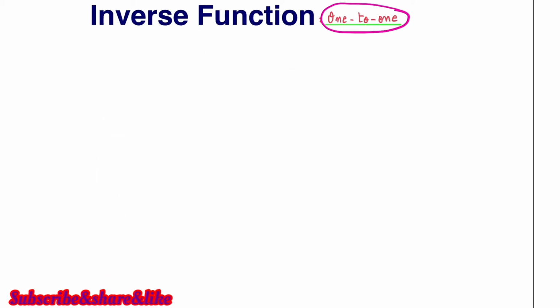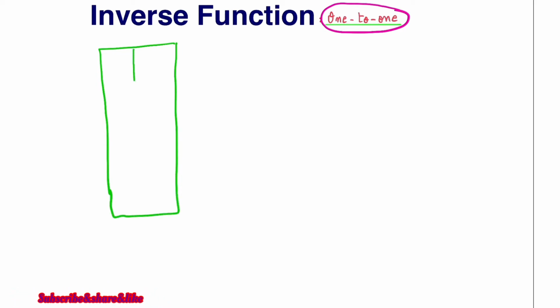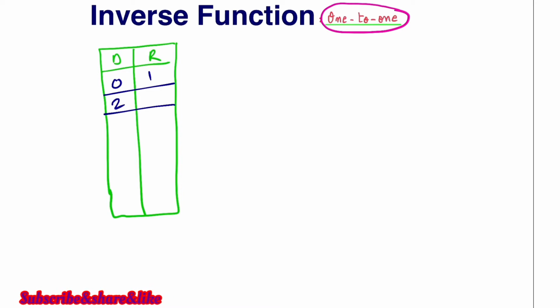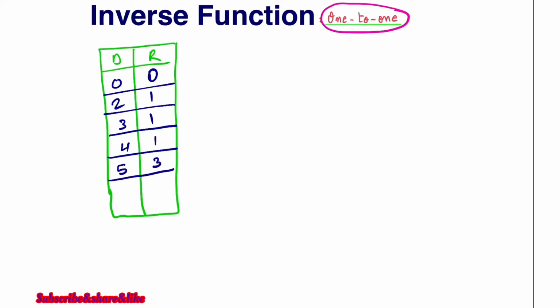Imagine we have, for example, a table like this. We can just call it domain and range, and we have these values here. For example, 0 gives us 0, 2 gives us 1, 3 gives us 1, and 4 gives us 1 as well. 5 gives us, for example, 3, and 6 gives us 4, and 7 gives us 8.